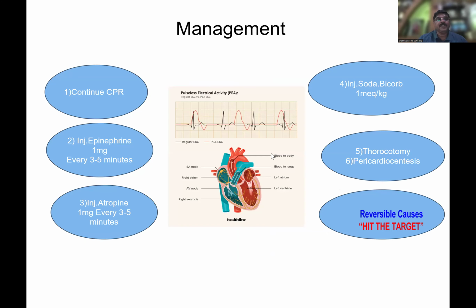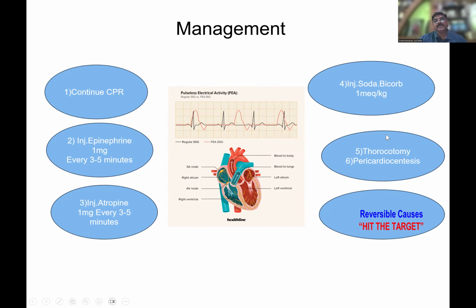So management comes first. You have to continue the CPR, continuing 5 cycles of CPR. You have to give 1 milligram of epinephrine, and 1 milligram is given every 3 to 5 minutes. If there is bradycardia along with hypotension, you have to give injection atropine 1 milligram every 3 to 5 minutes. If you are suspecting severe acidosis, then you have to give injection sodium bicarbonate.